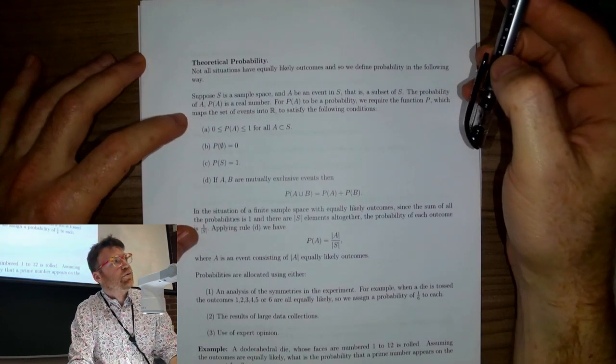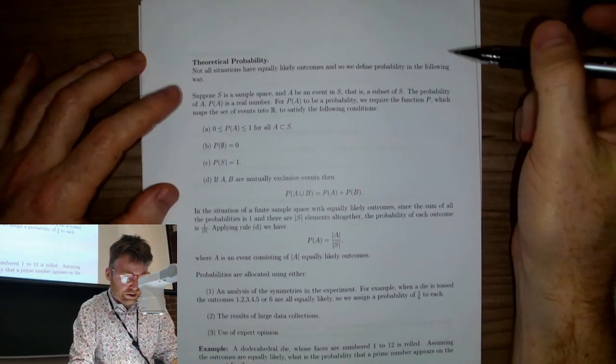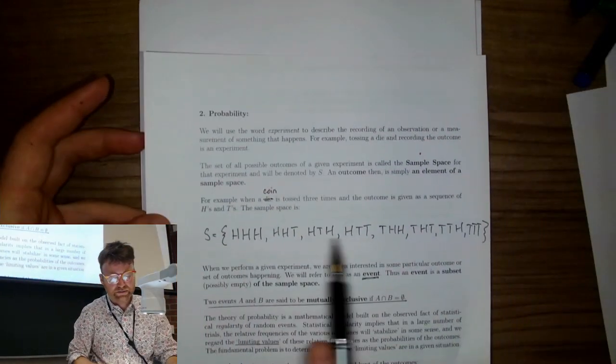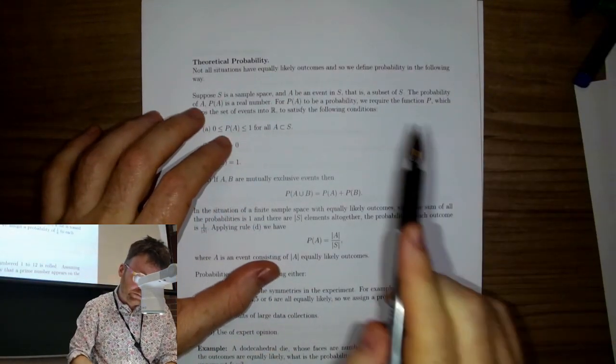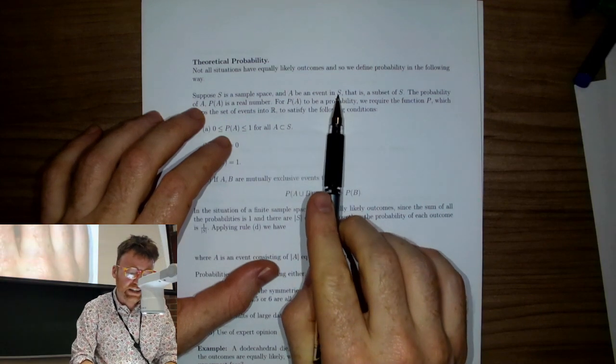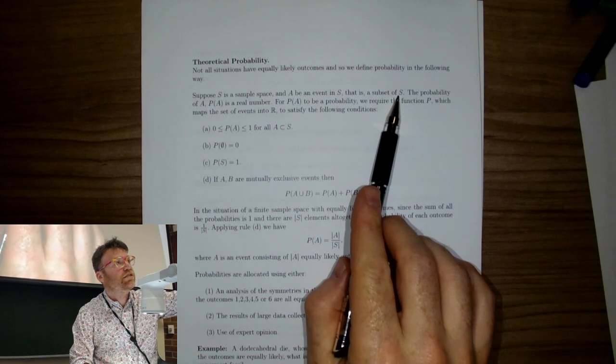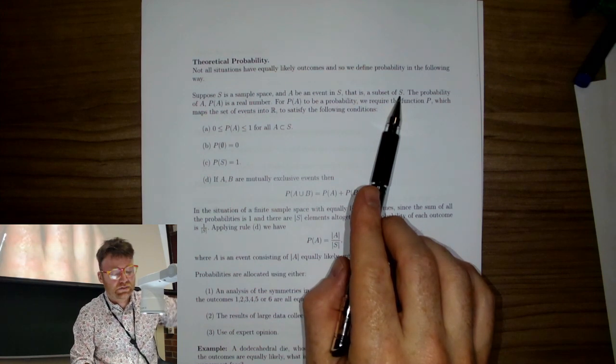To talk about more sophisticated things, we need a bit more language. Suppose you have a sample space. Suppose, if you like, it's this sample space here, if we want to be explicit. And A is an event in S, that is, it's a subset of S. Maybe it's the set of outcomes that contain at least one tail.